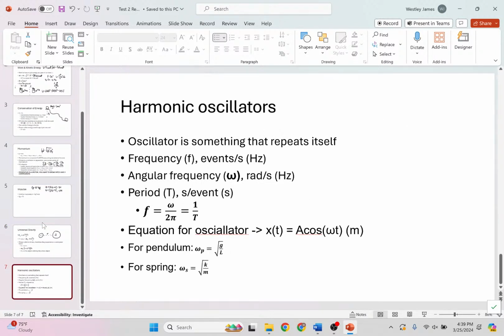And then when it comes to oscillators, it's mostly definitions. Do you know what frequency is? Do you know what angular frequency is? Do you know what period is? Then the equations are just all there. Once you know what the variables are, the equations aren't bad. But you do need to know the equation for an oscillator, which is just A cosine omega t. A is the amplitude, omega is the angular frequency.